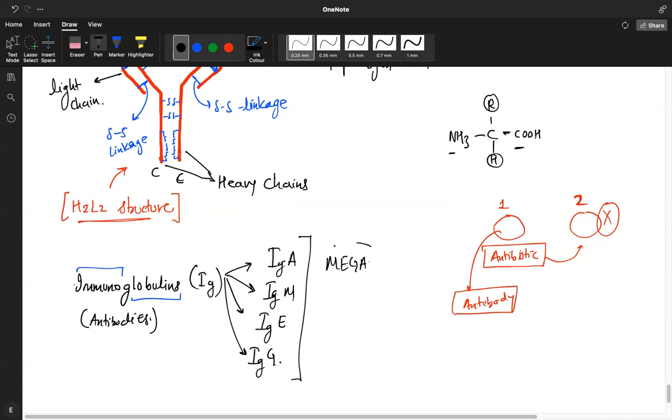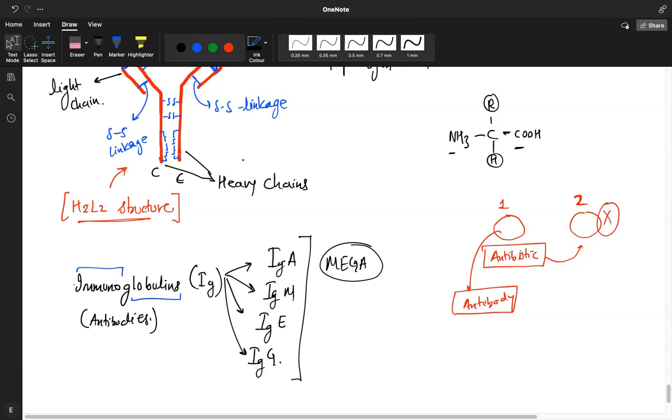Sir, I remember as game. You remember as game. Yeah, very good. Anything. I remember it as MEGA. So they are the mega players of your adaptive immunity. That's how I remember it. You can remember it that they orchestrate all the game of immunity, right? Anyway, will work. But just remember these four, okay?